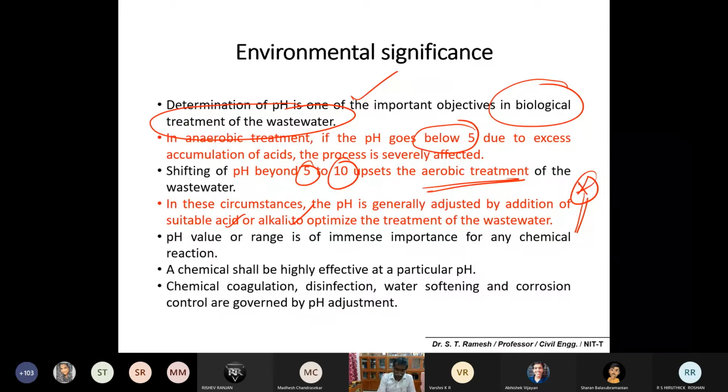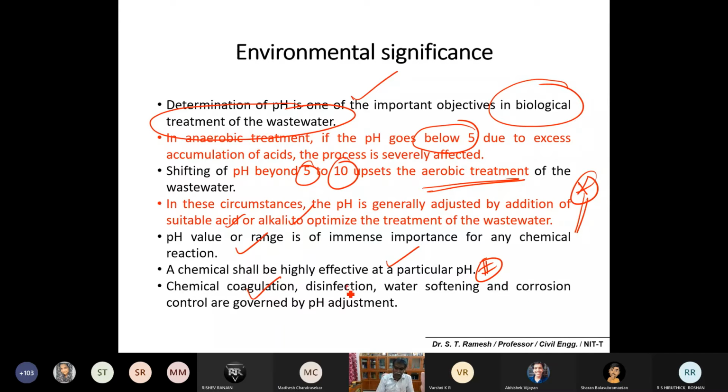So the pH value is very important in any chemical reaction, and the chemical shall be highly effective with a particular pH value. This also you would have studied in the last semester during coagulation. Coagulation is greatly influenced by the pH value. If it is in a comfortable pH range, the consumption of chemical will be lesser, thereby the operational cost will be minimum. But if it is the other way, you have to add excess chemical, which increases your operational cost. So please make a note on chemical coagulation.